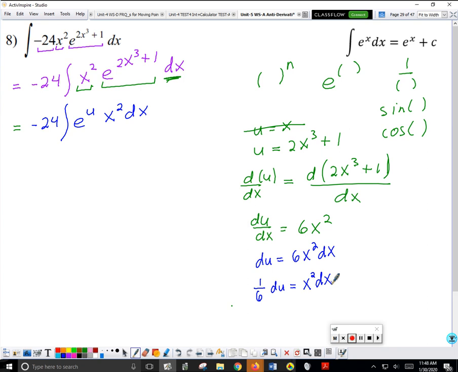For u substitution, just knowing the manipulation is good enough. But you saw that, right? Yeah, that's what it says. If 1/6 the change in u is the same as the change in x, that means this is changing 6 times faster than this.